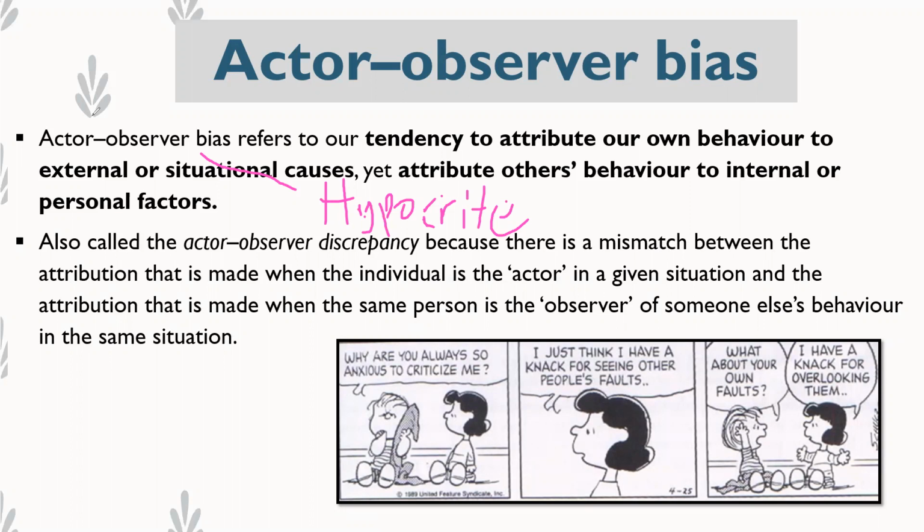So even though you used the same excuse a few days prior, you're attributing their behavior to internal or personal factors, that, yep, that person's just a careless person, that's why they're late. But when it comes to you being late, you attribute your own behavior to external or situational factors, like my laptop wasn't working properly. Okay, and it's also called the actor-observer discrepancy because there's a mismatch between what you think of your own behavior compared to what you think of another person's behavior.